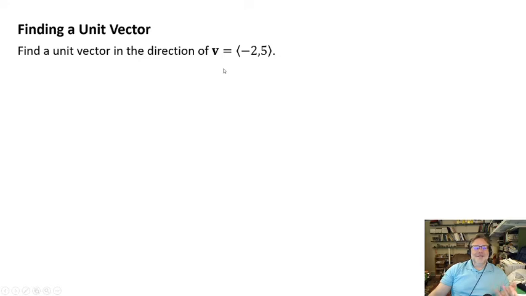All right, so let's do this actually. Let's find a unit vector in the direction of v equals -2, 5. The components of that vector are -2 and 5. And sometimes it's a good idea to draw a picture. If this has an x component of -2, that means it's going to the left. And if it has a y component that's positive, that means it's going up. So you can think of it as traveling 2 steps to the left and 5 steps up. So this is about what the vector looks like.